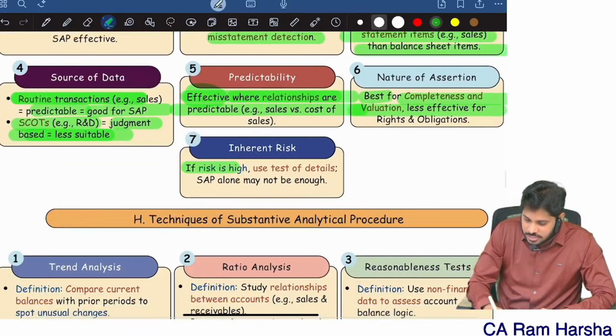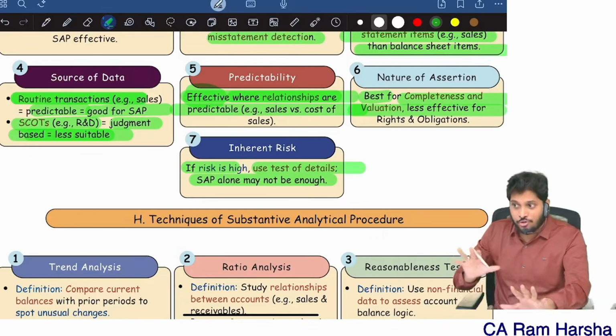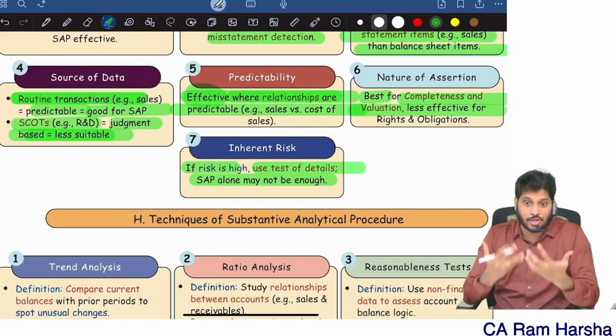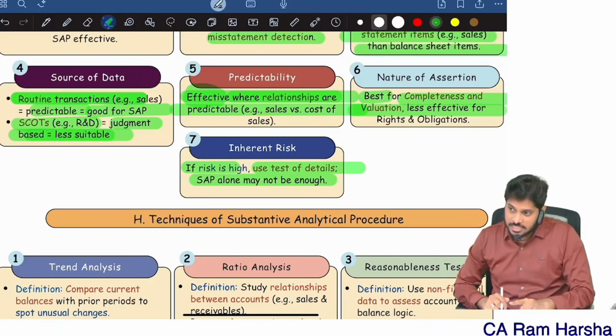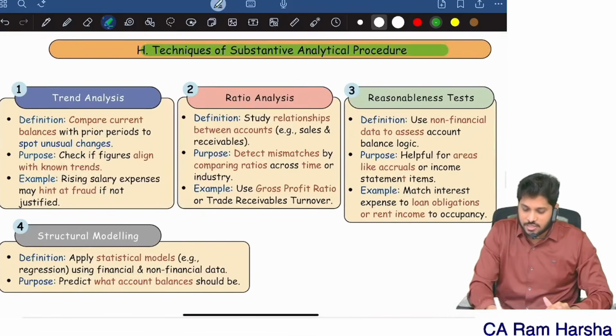And if risk is high, use test of details. SAP alone may not be enough. See how good it is, like the GOAT notes, whatever is there, we are able to figure out all the keywords. Yes or no? But if you want to understand the chart notes better, you need to read from the GOAT notes.